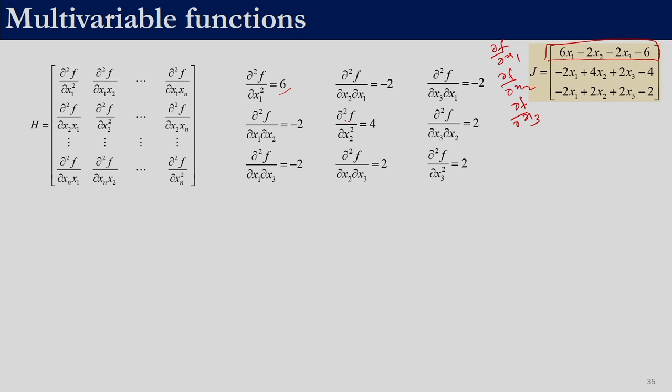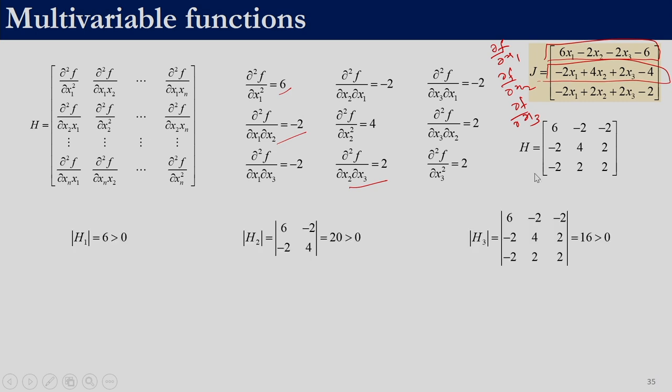For ∂²f/∂x1∂x2, if we differentiate this equation with respect to x2, we will get minus 2. Similarly, for ∂²f/∂x2∂x3, ∂f/∂x2 is this equation, so we will get only plus 2. If we plug that in, this is our Hessian matrix. Now we will have to see whether it is positive definite or negative definite.